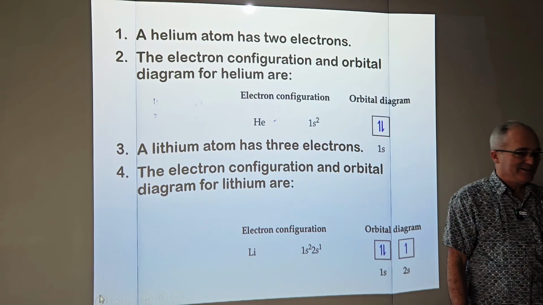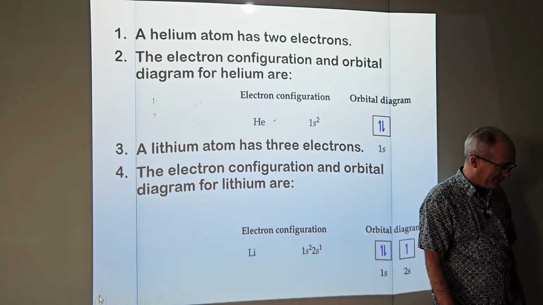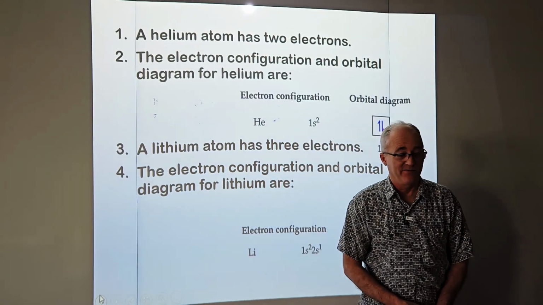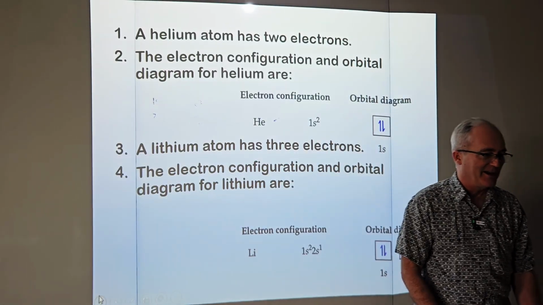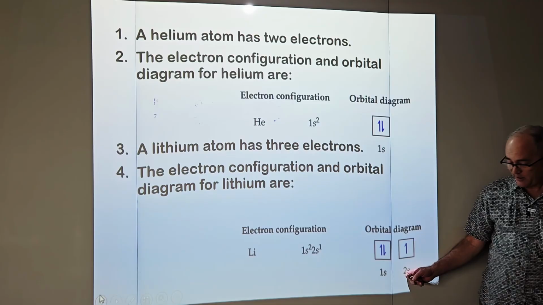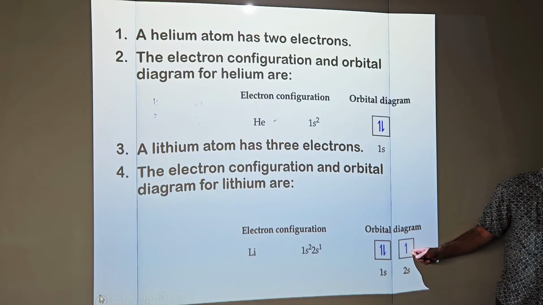So how many valence electrons does lithium have? Valence electron. Probably need the slide that says what a valence electron is. A valence electron is an electron in the highest energy level. What's the highest energy level here? Yeah, the 2s. And what do you see in there? 1.